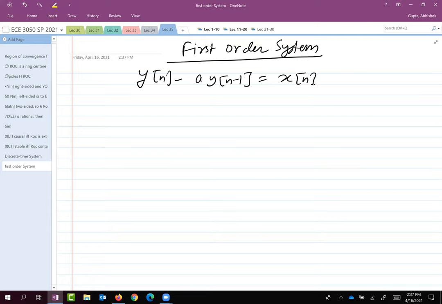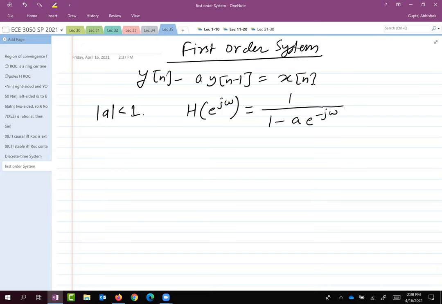So if this is my system, if A is less than one, I can compute H of e raised to j omega, and that is 1 over 1 minus a e raised to minus j omega. I can only do it for the case when a is less than 1. If a is greater than or equal to 1, H of e raised to j omega is undefined.